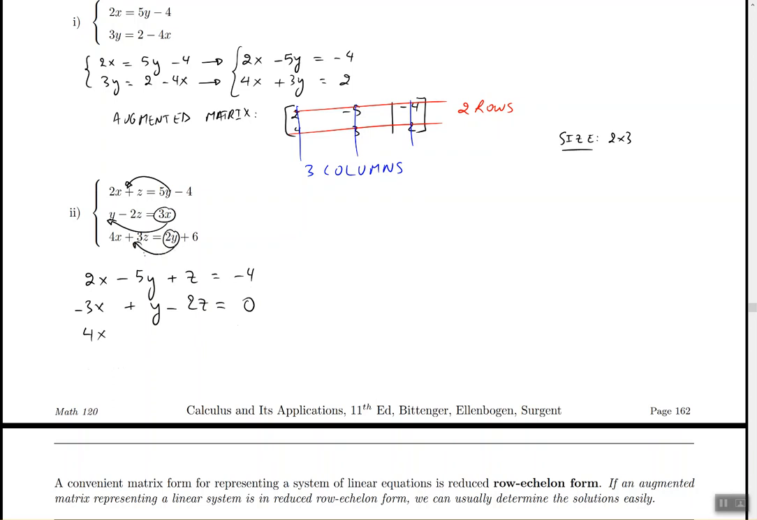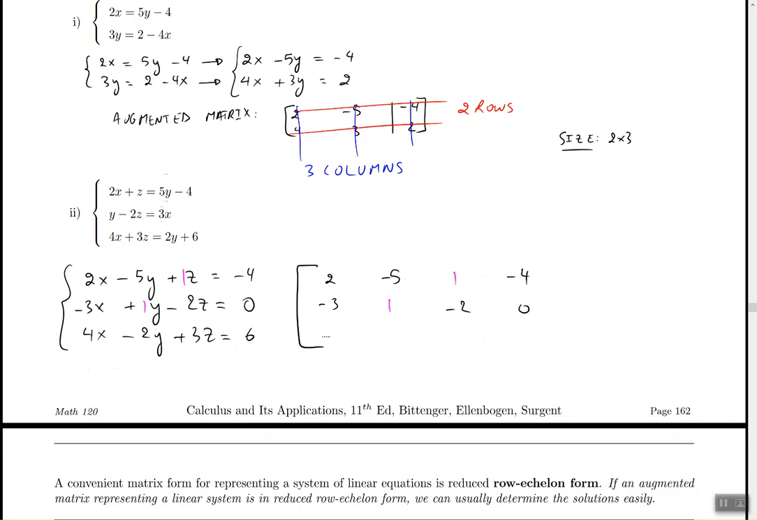The 2y needs to be in the middle, so I'm going to put the 2y in the middle, and then finally the 3z, and it's equal to 6. So this is my system in the original form. What I need now is the coefficients and the numbers. So I'm going to turn it into a matrix. So this is my augmented matrix. 2, -5. The z has no number, but we will write down 1 for the z, and then -4. And again, -3 for the x, and then again 1 for the y, because there's no number there, and then -2, and then 0. Finally 4, -2, 3, and 6.